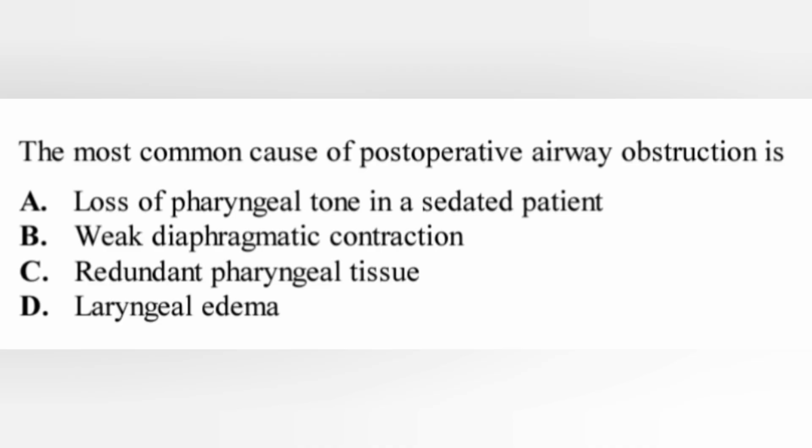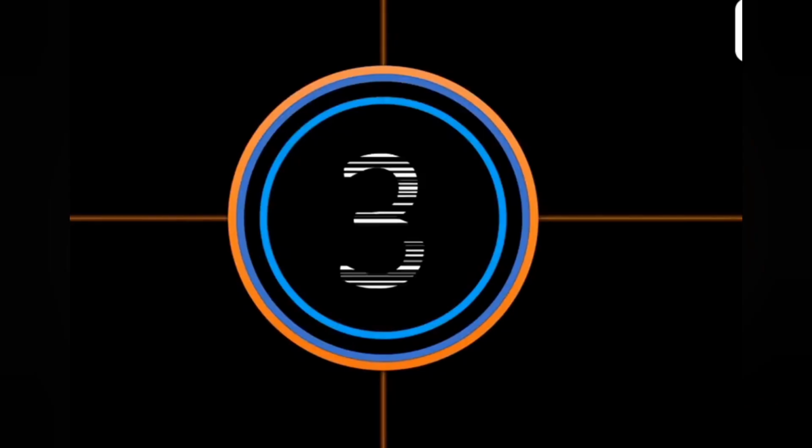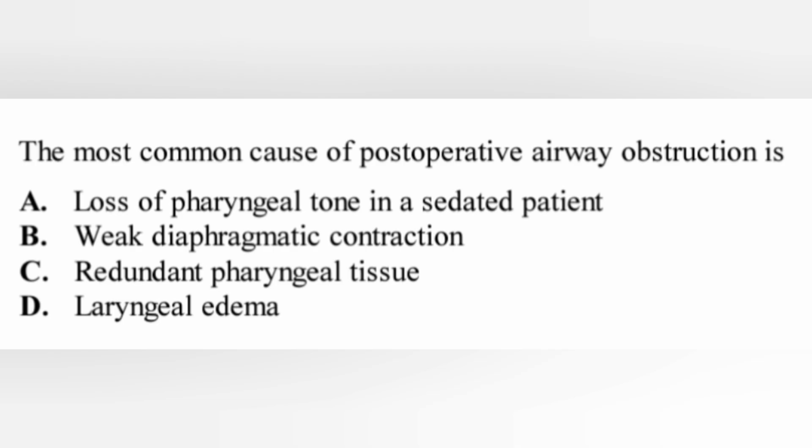The most common cause of postoperative airway obstruction is: A. Loss of pharyngeal tone in a sedated patient. B. Weak diaphragmatic contraction. C. Redundant pharyngeal tissue. D. Laryngeal edema. The correct answer is A.